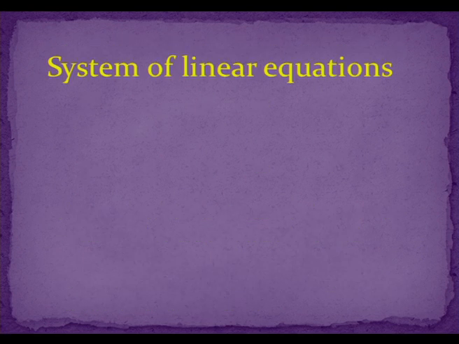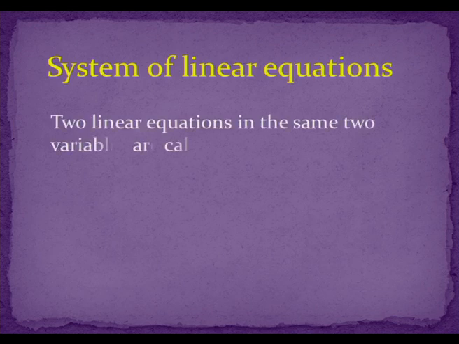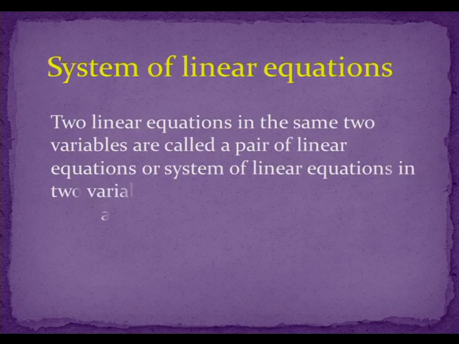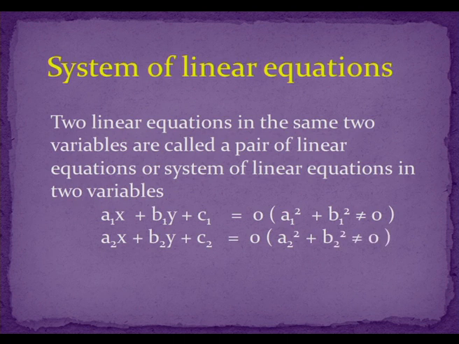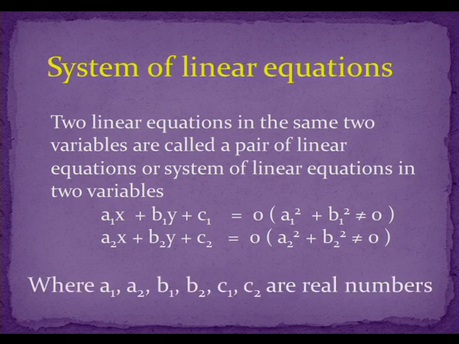This is also called as system of linear equations. So, we can say two linear equations in the same two variables are called a pair of linear equations or system of linear equations in two variables. They could be a1x plus b1y plus c1 is equal to 0, where a1 square plus b1 square is not equal to 0, and a2x plus b2y plus c2 is equal to 0, where a2 square plus b2 square is not equal to 0. And also a1, a2, b1, b2, c1, c2 are all real numbers.